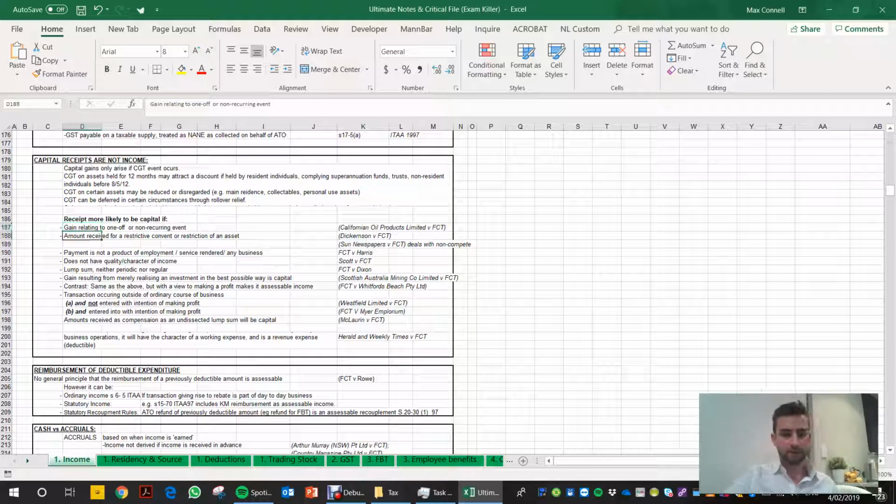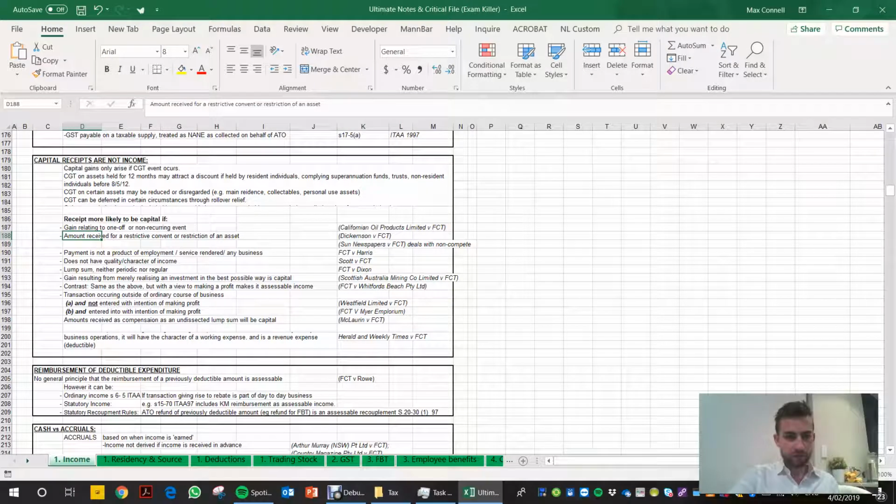Amount received for a restrictive covenant, or restriction of an asset. So this is going to be capital because you are preventing yourself from using the structure that generates income. For example, a petrol station, I believe that is what Dickinson is, the petrol station. He wasn't allowed to trade within a certain area, and he received compensation for that. And basically they deemed that as capital because he couldn't use the capital asset that would generate him income.